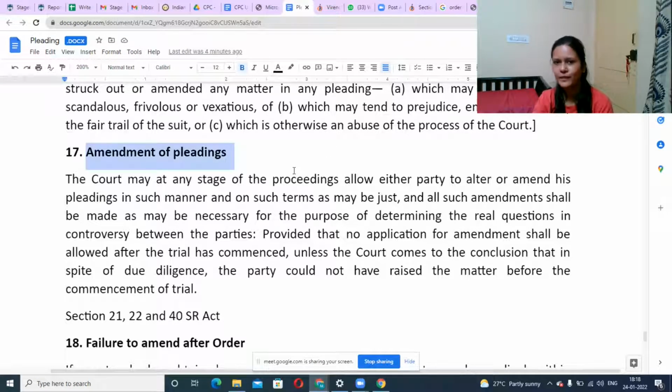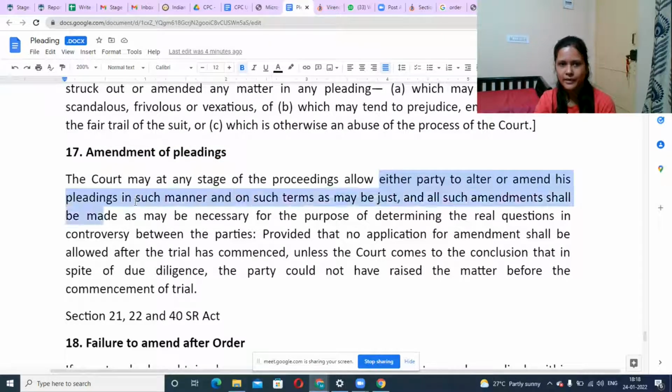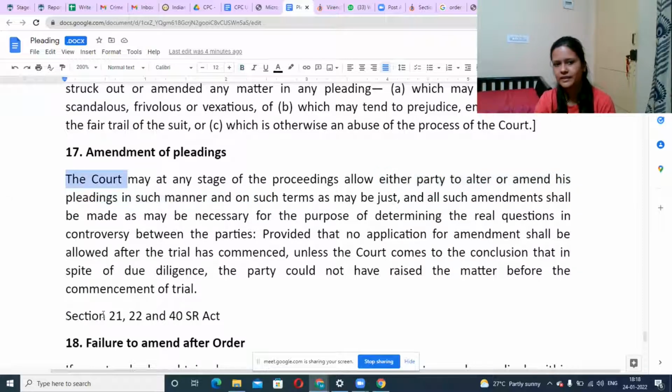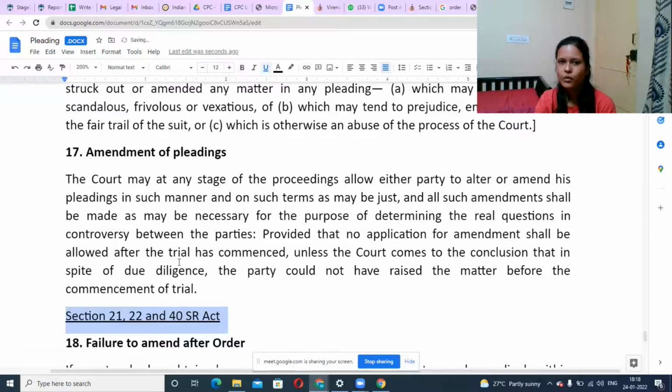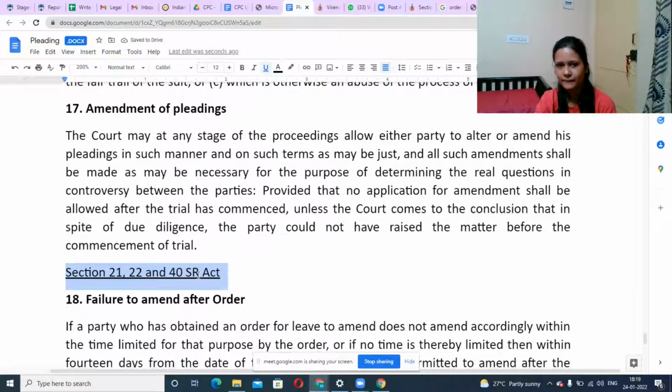Then, amendment of pleadings. Once we have submitted the pleading, we still have the option of making some changes, but it will not be done whenever the party wants. It will be done with the permission of the court only. If the court is satisfied, then the court may allow either party to alter or amend his pleading in such manner and on such grounds. These are again the sections that you can refer to in the Specific Relief Act, where the court can ask for amendments.